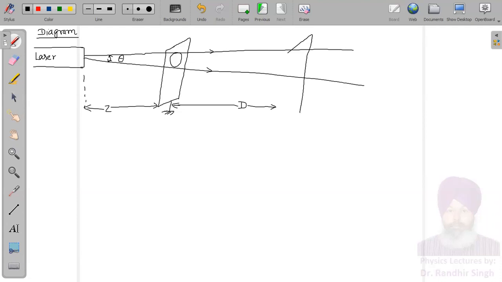Then you put the screen and you draw a circular spot of the laser. You will see this circular spot of the laser will be bigger. Now you move the screen.